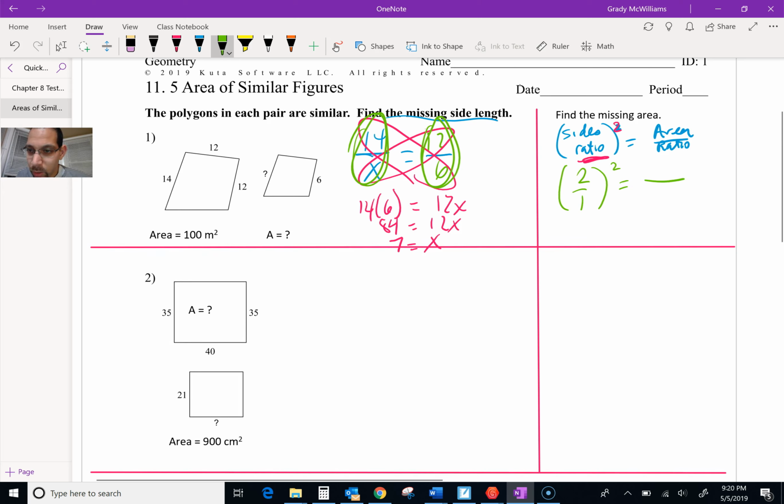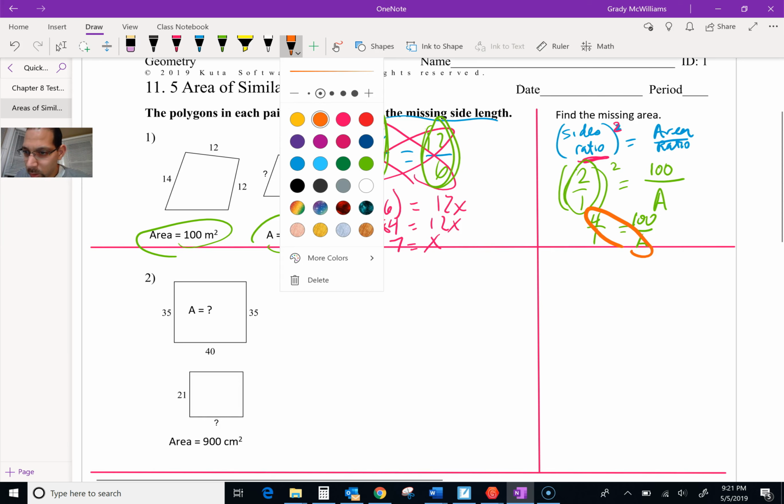Why not? And then we're going to write a fraction for the area ratio. Area is 100, and put that over the unknown a. Now I've got to square before I cross multiply. So when I square 2 over 1, that's 2 times 2 and 1 times 1. 2 times 2 is 4, 1 times 1 is 1. And then I've got this fraction, just bring it down. And then you're going to cross multiply just like you've been doing. So 4 times a is 4a.